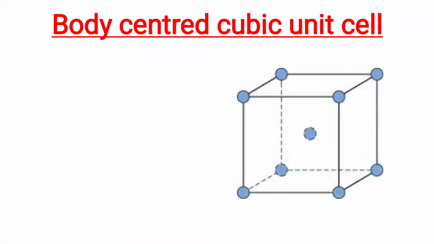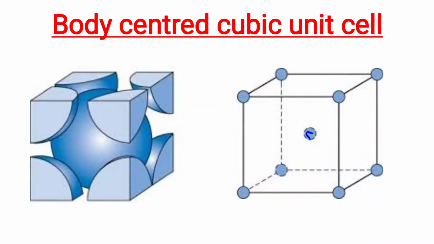This is a body-centered cubic unit cell where you can see that all the corners are occupied by the constituent particles, and at the center of the body you have an atom right over here. So the other way of looking at it, what did we say? Only 1/8 portion, correct? So you can see only a piece of an atom that belongs to a particular unit cell. So only 1/8 portion.